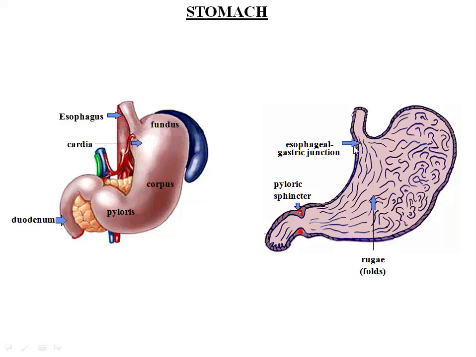That portion is called the cardiac sphincter, and the end portion where the stomach ends and joins with the duodenum is called the pyloric sphincter. Internally, you will find the stomach wall has a lot of folding. Those folds are called rugae, R-U-G-A-E, a kind of villi or wavy appearance in the internal lining of the stomach.